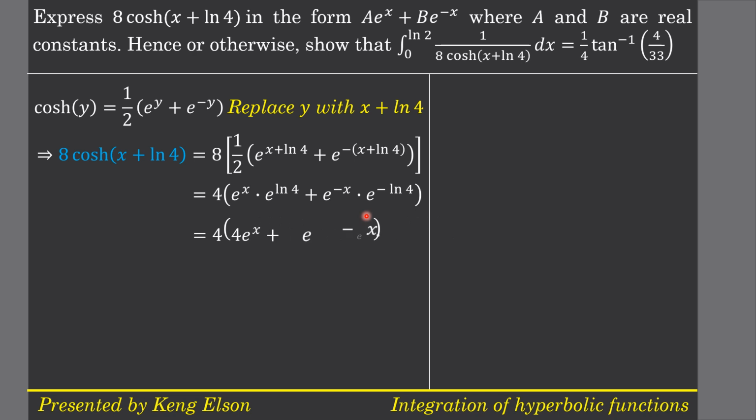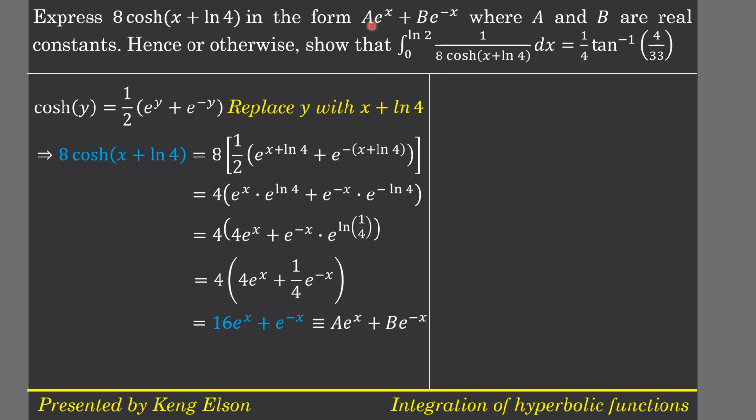Now we know that e^(ln 4) is 4, okay, and for e^(-ln 4), we can send the negative 1 to the 4 as a power, and we are going to get e^(ln 4^(-1)). But 4^(-1) is 1/4, and we know that e^(ln 1/4) is 1/4. Now we multiply all through by 4 and we get 4 times 4, 16, and 4 times 1/4 is 1. If we compare with the form we are required to put our answer in, then we can deduce that a is 16 and b is 1.